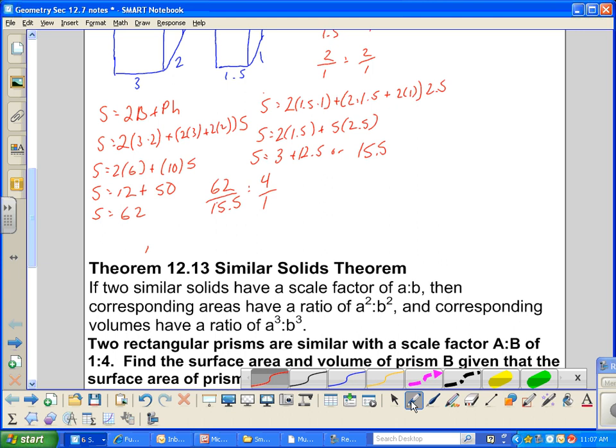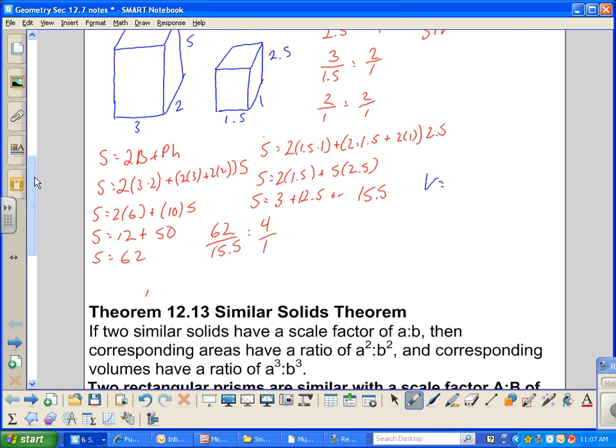And then for volumes, for the volume of a solid here, we're going to have the area of the base times the height. So for the one on the left, the volume is going to be the area of the base, which we already know is 6. So 6 times 5 is 30.